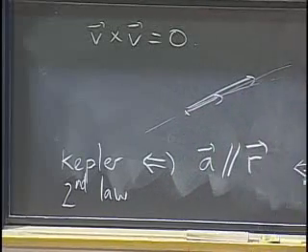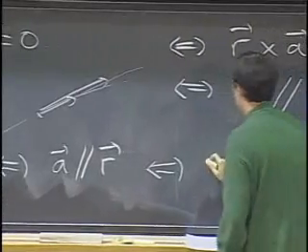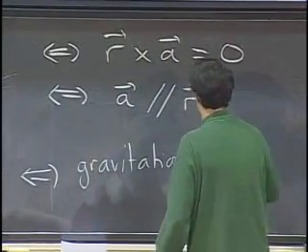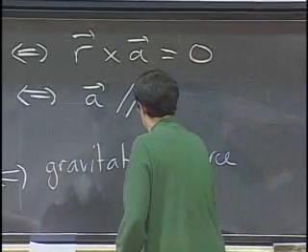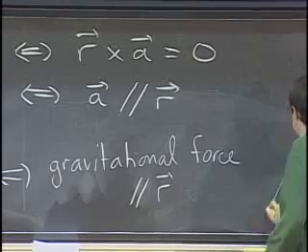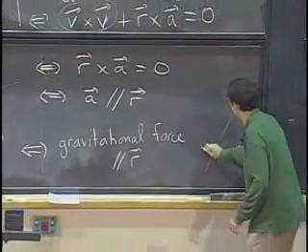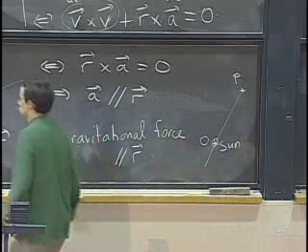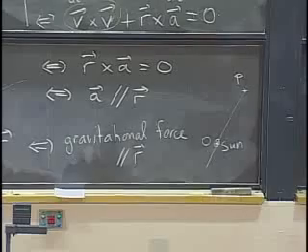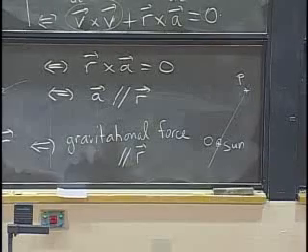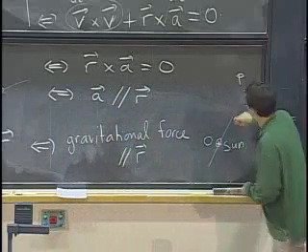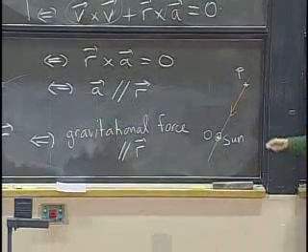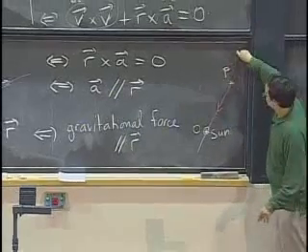And since we know that acceleration is caused by a force, that's equivalent to the fact that the gravitational force is parallel to the position vector. That means, if you have the sun here at the origin, and if you have your planet, the gravitational force caused by the sun should go along this line. In fact, the law doesn't even say whether it's going towards the sun or away from the sun. Of course, we know that the attraction is towards the sun. But Kepler's law would also be true if things were going away.